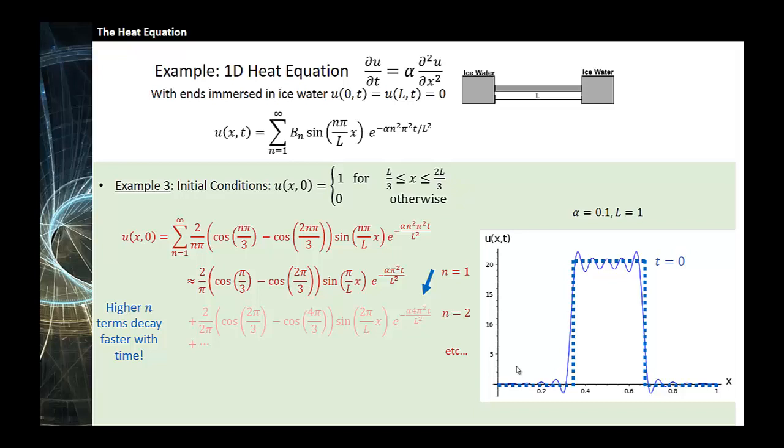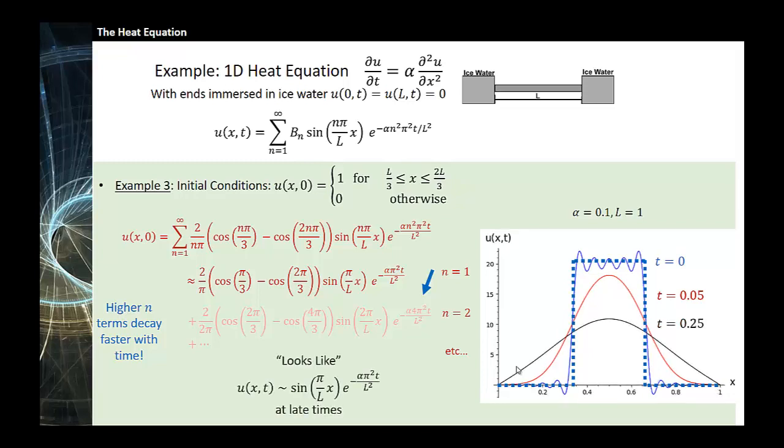And so now let's go to later times and see what happens. At later times, say t equal to 0.05, we see that the profile is smoothing out. The sharp edges of the profile are due to the higher n terms, the high frequency terms, but the high frequency terms are decaying really, really fast with time. So this is smoothing out with time.